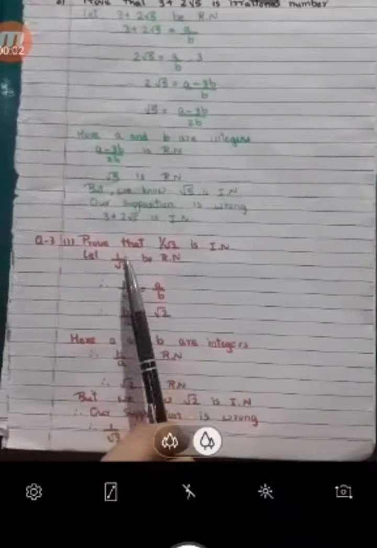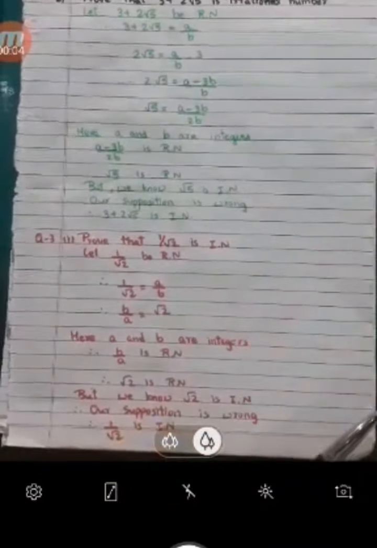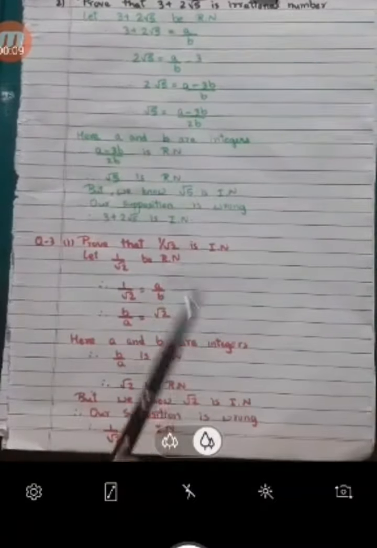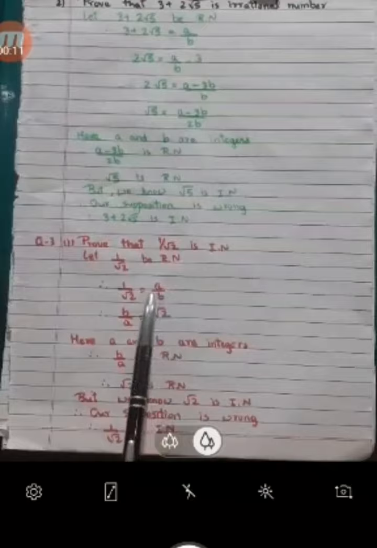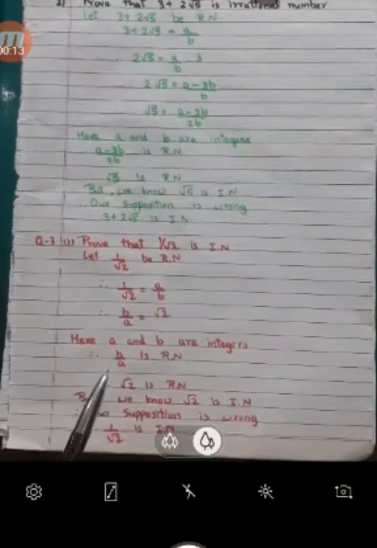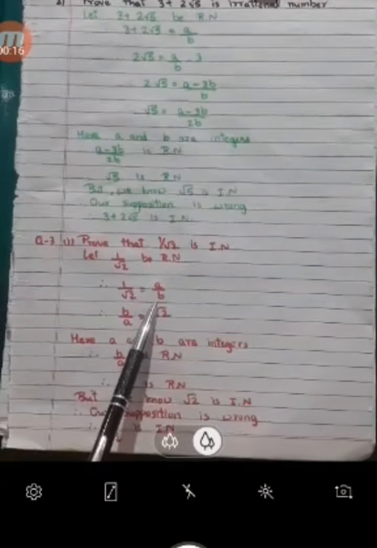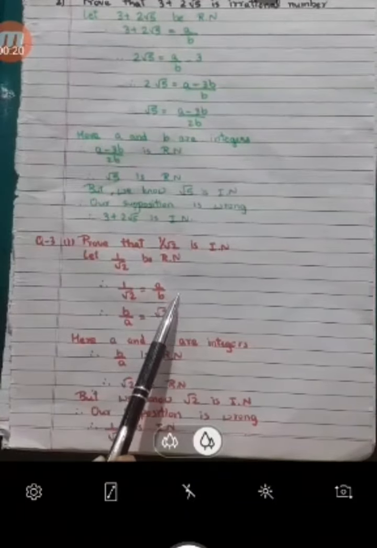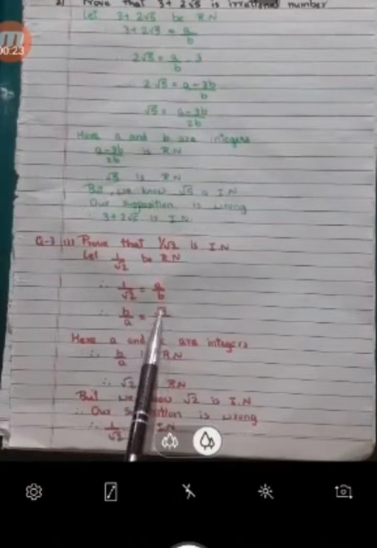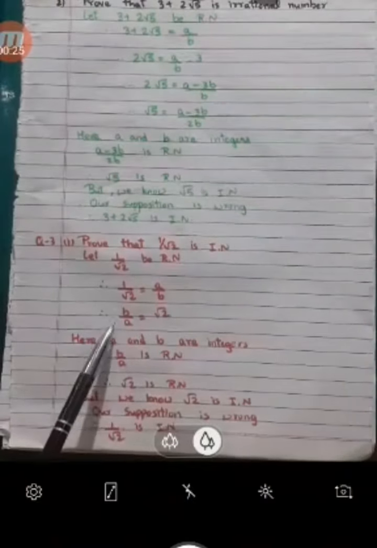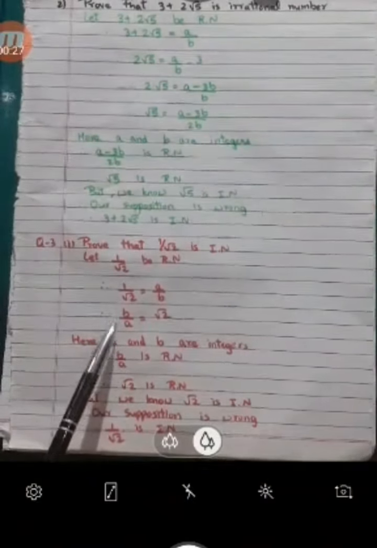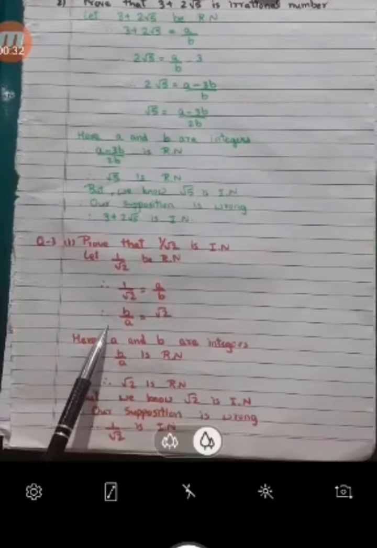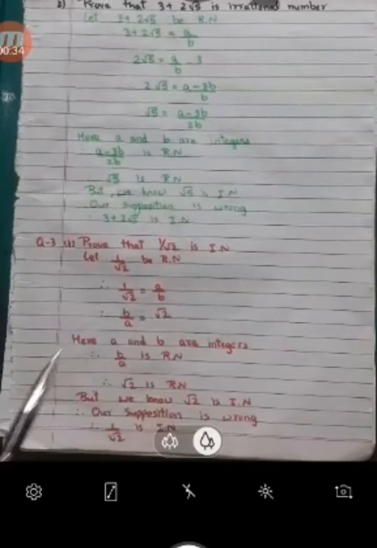Next question. Prove that 1 by root 2 is an irrational number. Again here, in the same way, we will suppose 1 by root 2 is a rational number. A rational number we write in the form of a upon b. Now here, by taking cross multiplication, 1 multiplied by b is equal to root 2 a. Therefore, b upon a is equal to root 2. Here, a and b are integers. Therefore, b upon a is a rational number.